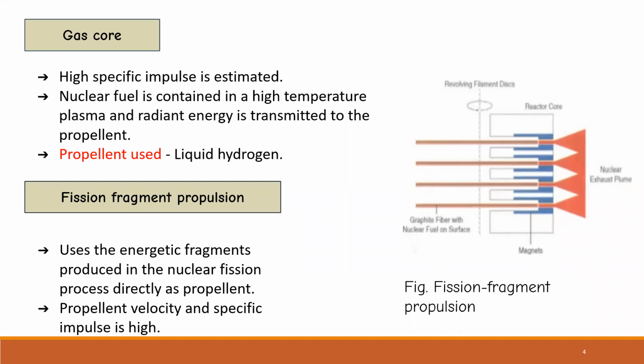And another one is fission fragment propulsion. In this, the energetic fragments produced in the nuclear fission process are used directly as a propellant. The propellant velocity and specific impulse are high compared to the other cores and propellants. In the diagram of fission fragment propulsion, we can see the parts: graphite fiber with the nuclear fuel on the surface, magnets, reactor core, and last, nuclear exhaust plasma.